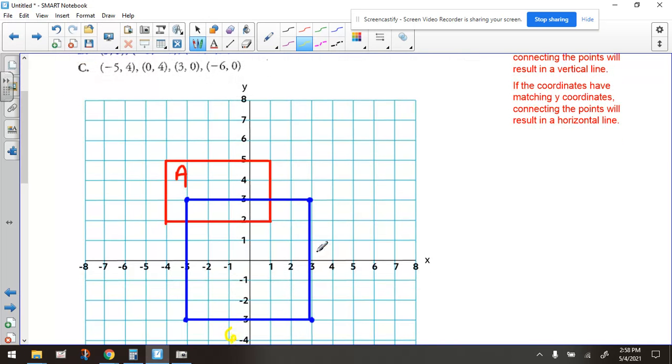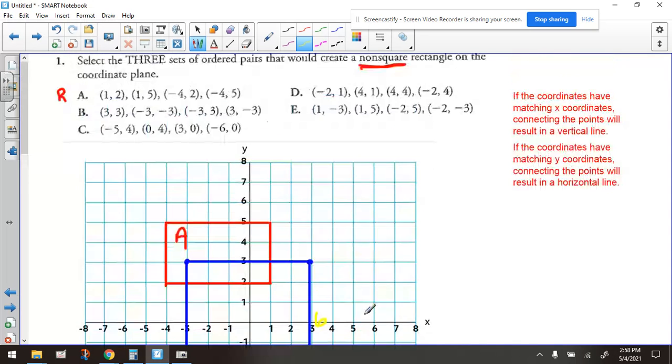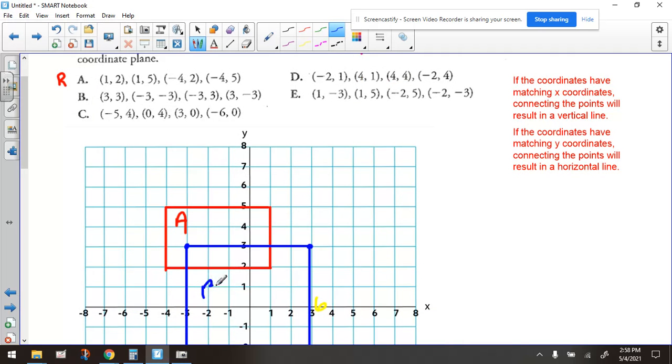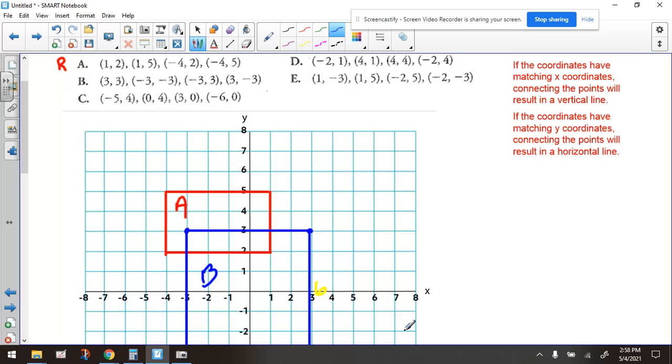So since the distance going all the way around, these are all 6. So that makes that a square, not a non-square. So we're not going to pick that one. Let's put a big letter B in there so we know that that's what we're looking at for B. All right, let's move on. So I'm just going to put in an S that that's a square so we remember.